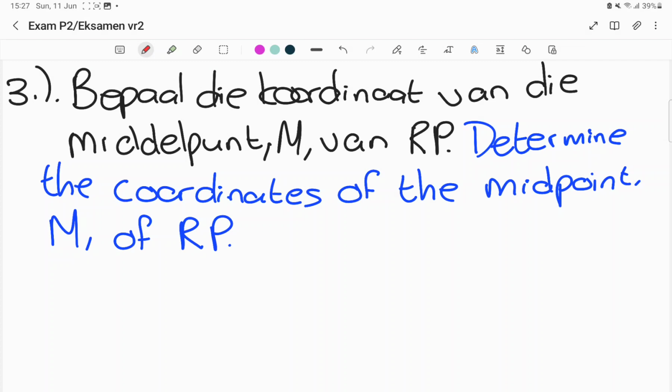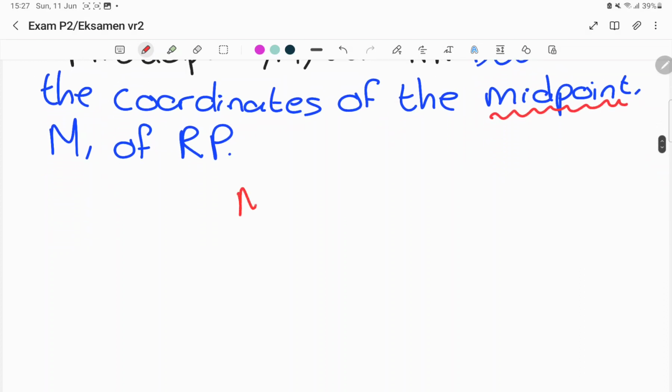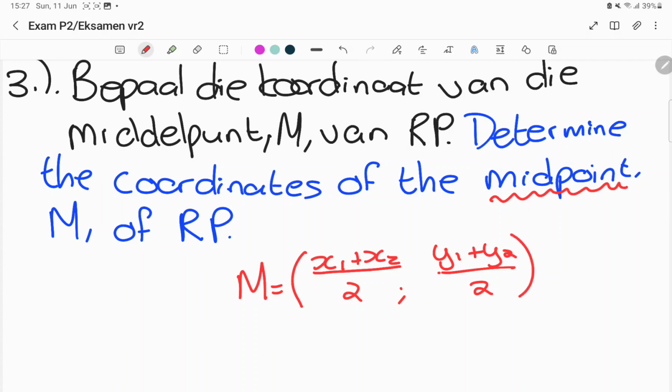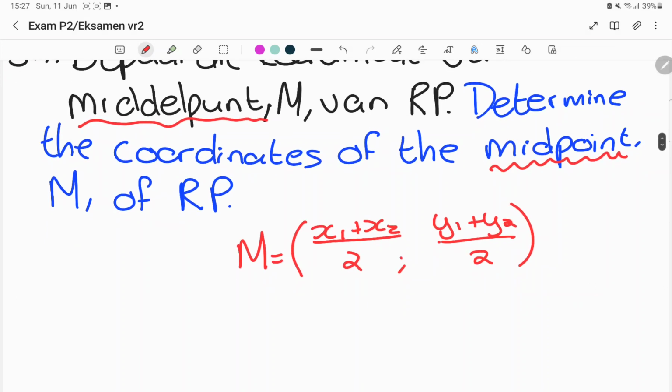So in question 3, they say determine the coordinates of the midpoint, alright, M of RP. Now automatically your mind has to go, midpoint, middle point. It is x1 plus x2 divided by 2, y1 plus y2 divided by 2. Alright, you need to know your formulas. Okay, so we want to work out the midpoint of RP.